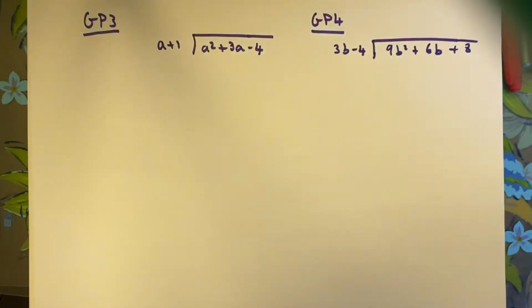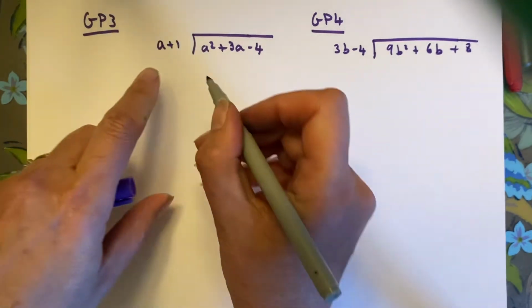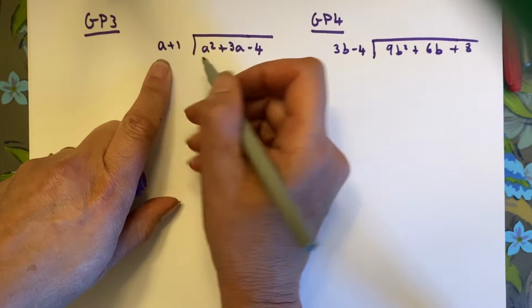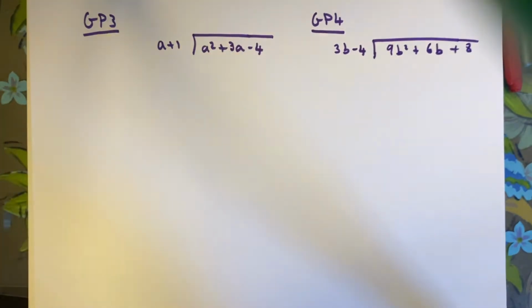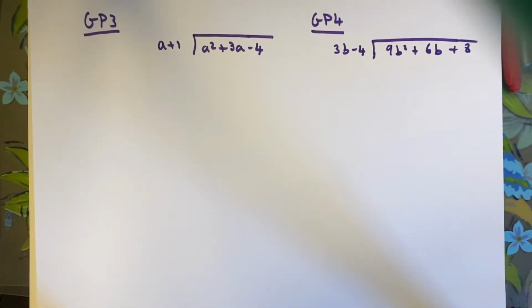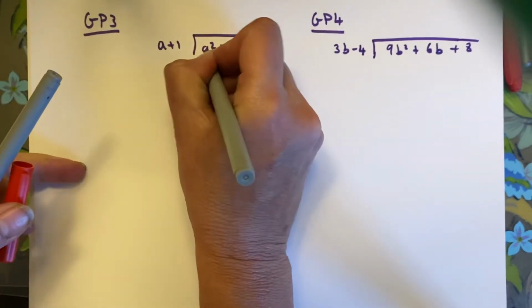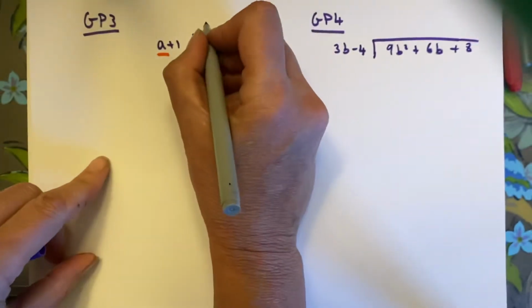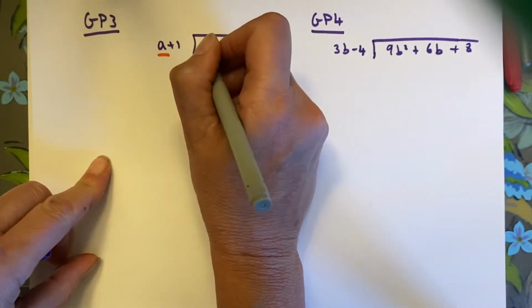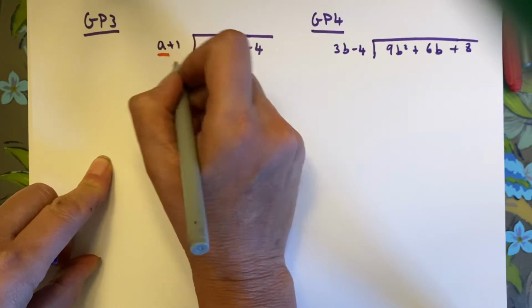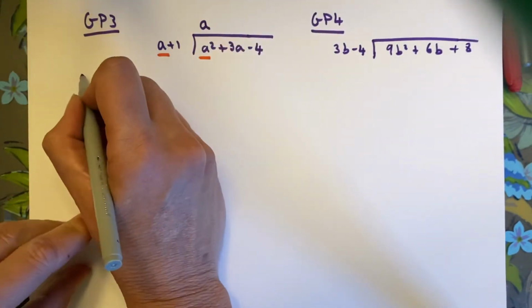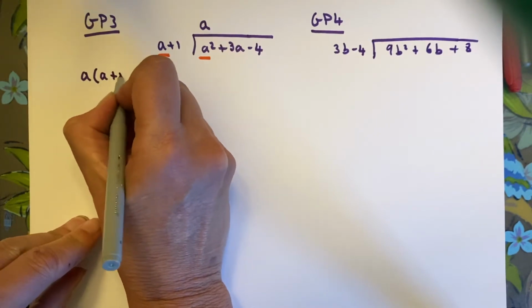to go through guided practice number 3 and 4 so that you can see if you did this right or not. If I'm dividing a squared plus 3a minus 4 by a plus 1, my first thing I'm looking at, again, I'm just looking at the first term because my goal is I have to get a squared. That's my first goal. So to do that, I'm going to say, okay, what times a plus 1? And I don't have to worry about the 1 just yet. I'm just worrying about the a. So a times a plus 1, that's my first step.